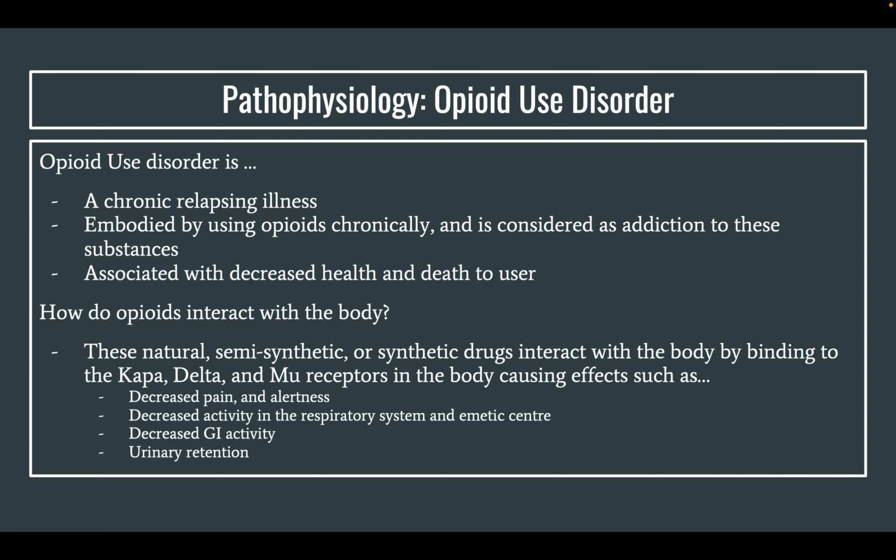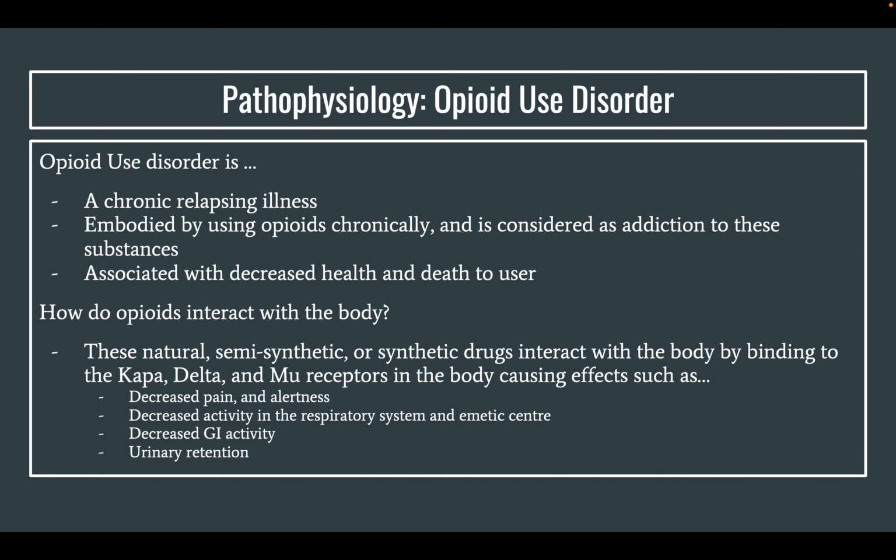Okay, so the pathophysiology of opioid use disorder. Opioid use disorder is a chronic relapsing illness. It's embodied by using opioids chronically and is considered an addiction to these substances. It's associated with decreased health and death to the user. How do opioids interact with the body?